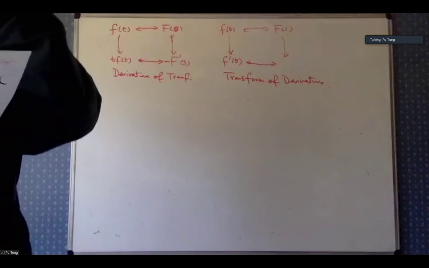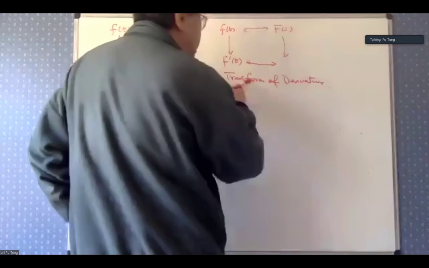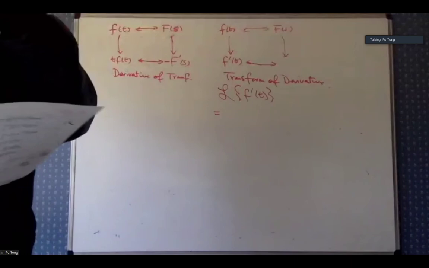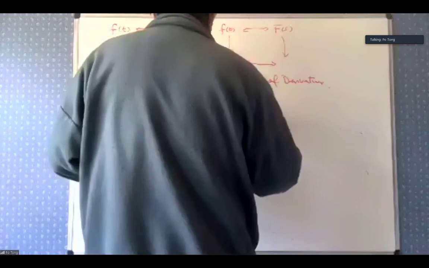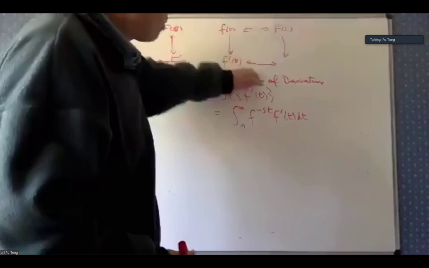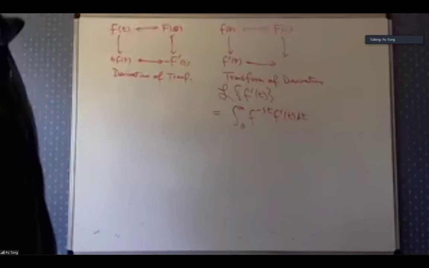So this guy here, we are interested in the transform of the derivative. That's what we're interested in. By the definition of Laplace transform, this will be this. This is just a definition of Laplace transform. When there's no prime here, there's no prime here. When there's a prime here, we have a prime here. In order to do this, we use integration by parts.